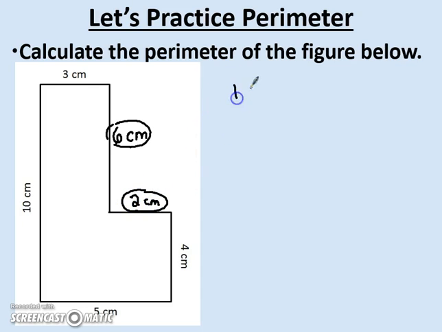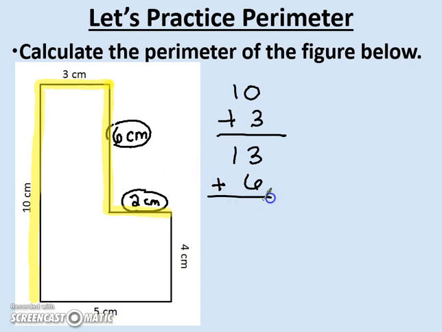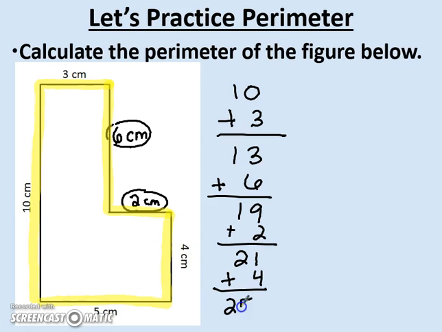So we need to add those all up. 10 plus 3 makes 13. Do you see how I'm going around the shape? So far I have gone this side and this side, 10 plus 3. Now I'm going to add 6 more and then 2 more. So let's do that. Add 6 more, which is 19, plus 2 more, which is 21. And now I'm going to go the remainder of the sides, adding 4 and 5 onto what I have. So add 4 is 25, and add 5 more, that makes 30.